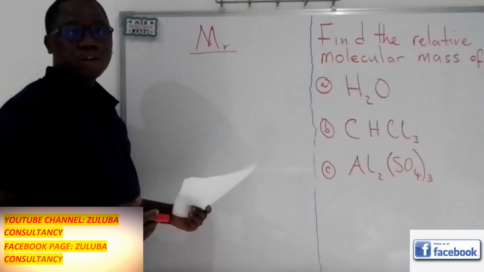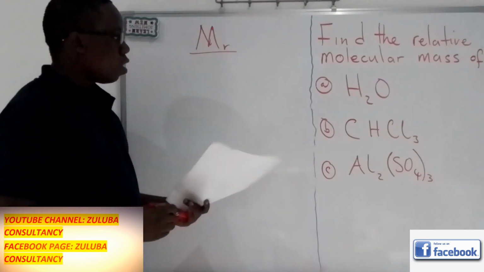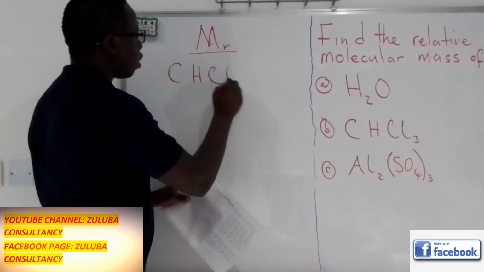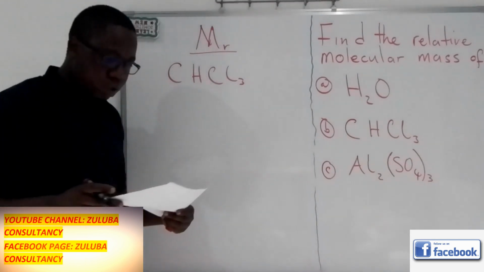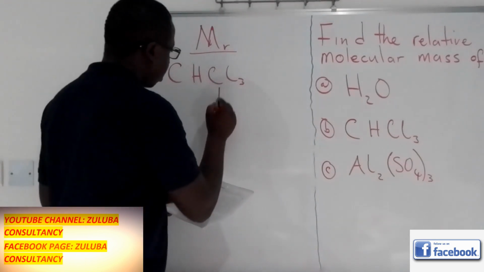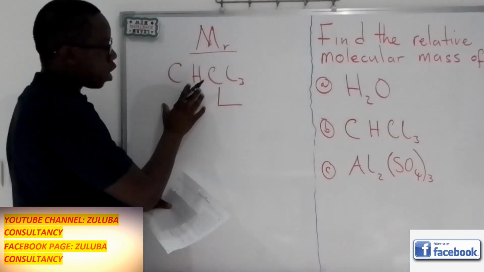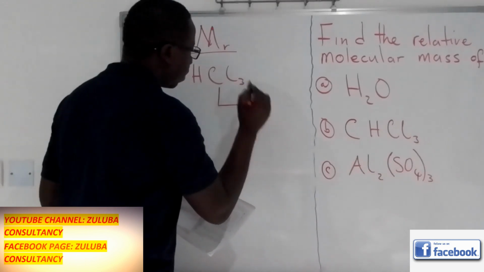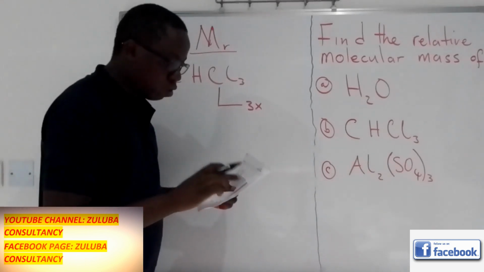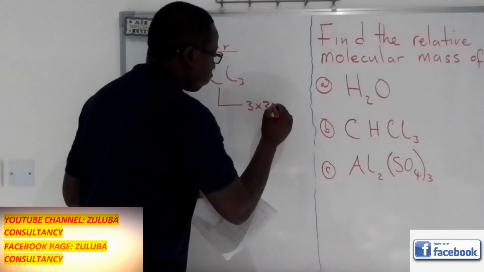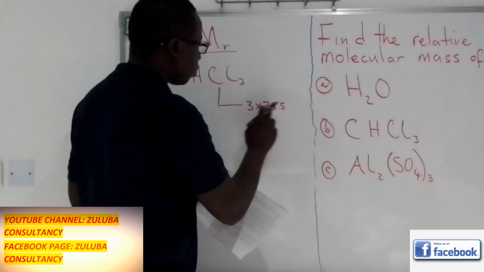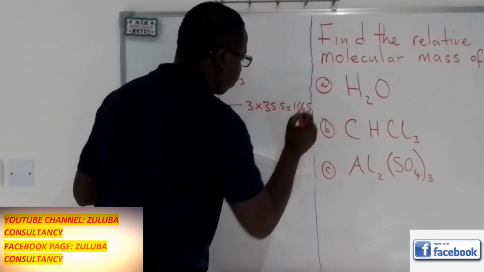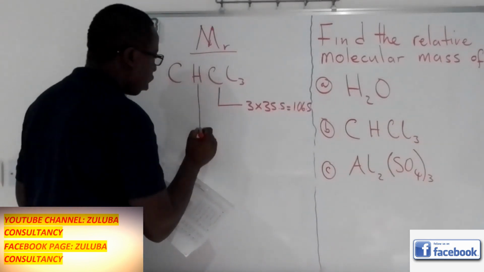of water. Next example, we want to look at the Mr of CHCl3. So let's go to the periodic table. We see, according to the molecule that we have, 3 atoms of chlorine. So say 3 multiplied by, what is the relative atomic mass of chlorine? It is 35.5. So 3 multiplied by 35.5 gives us 106.5. Then we come to hydrogen.